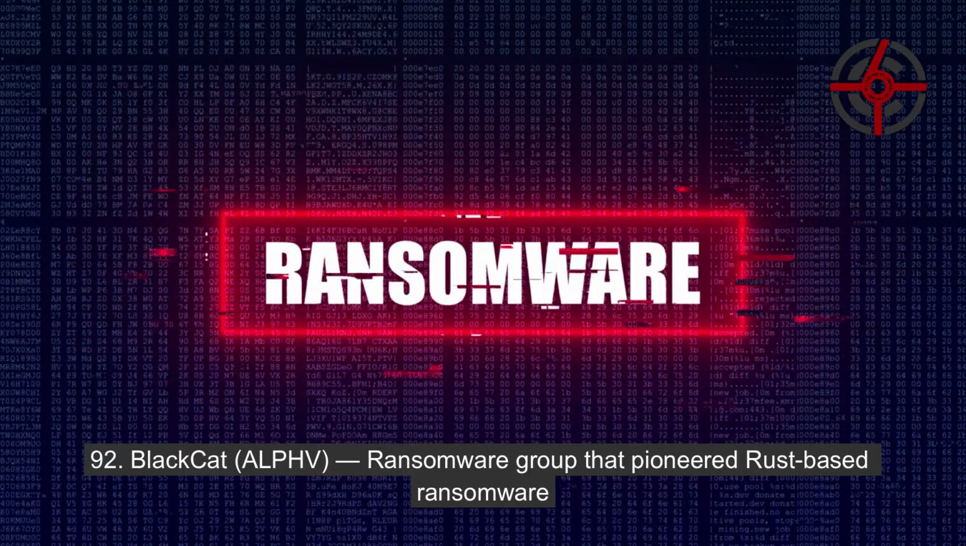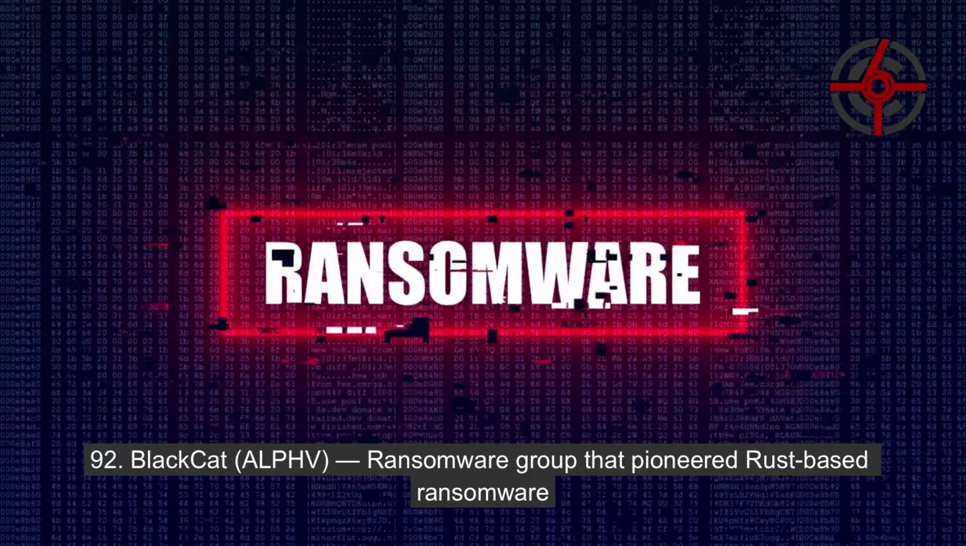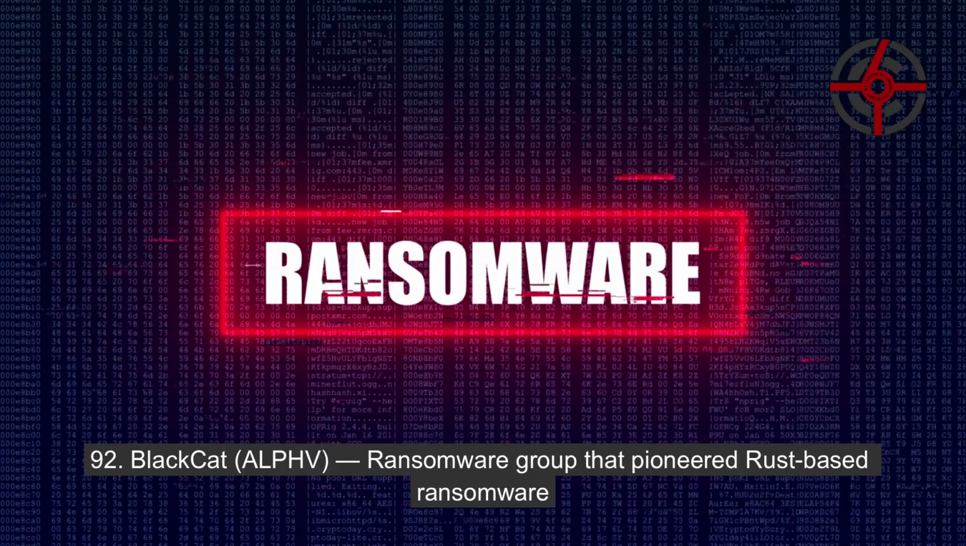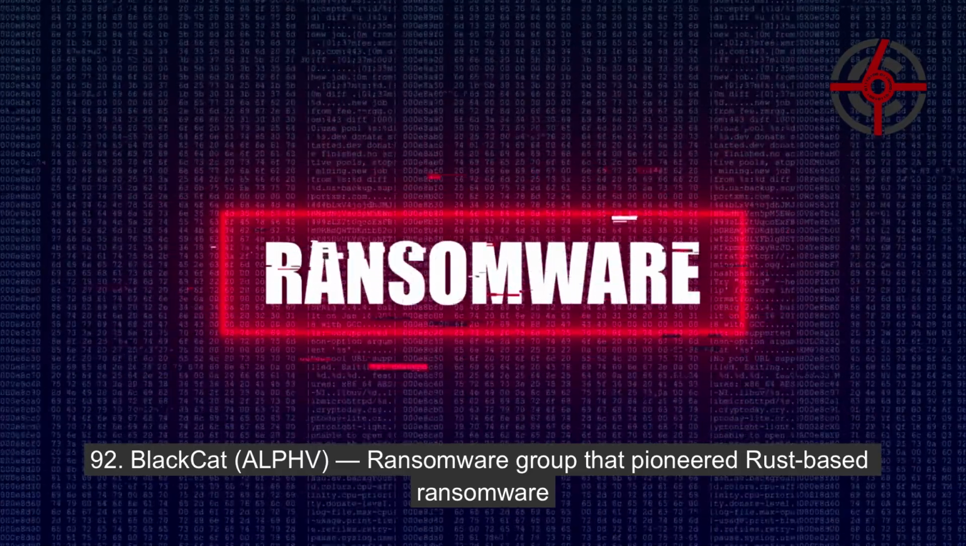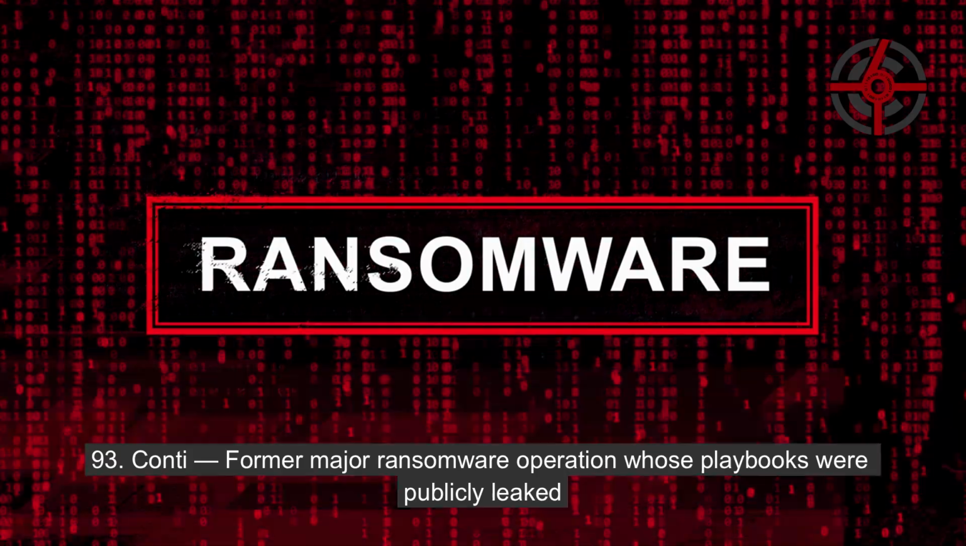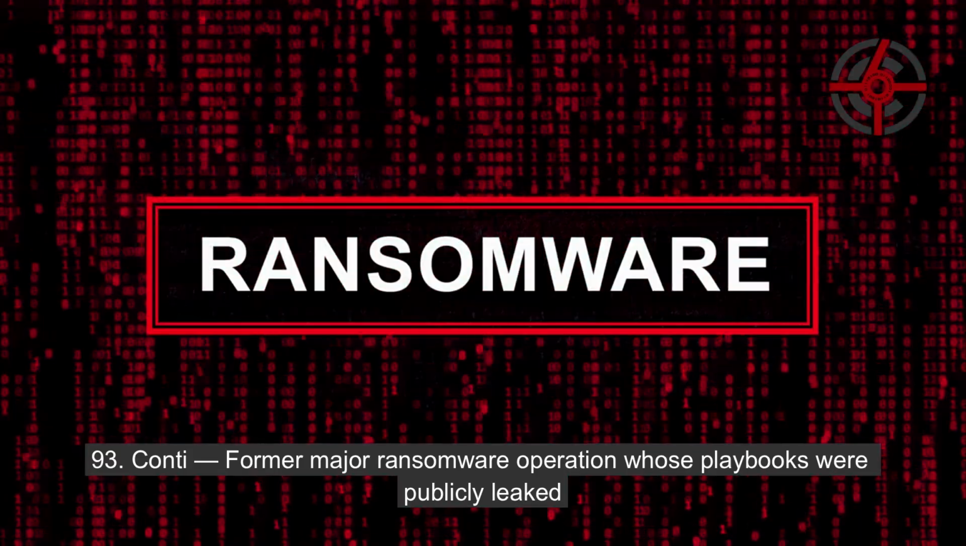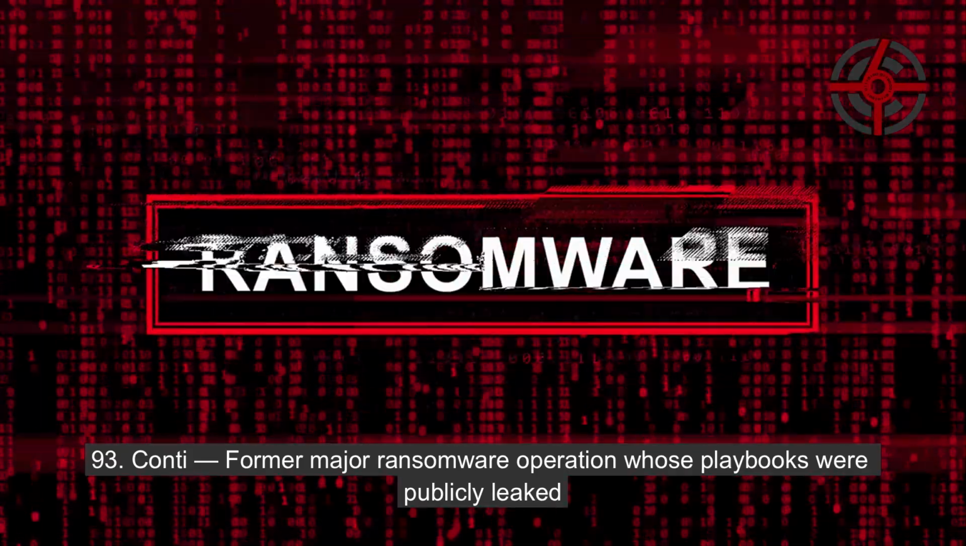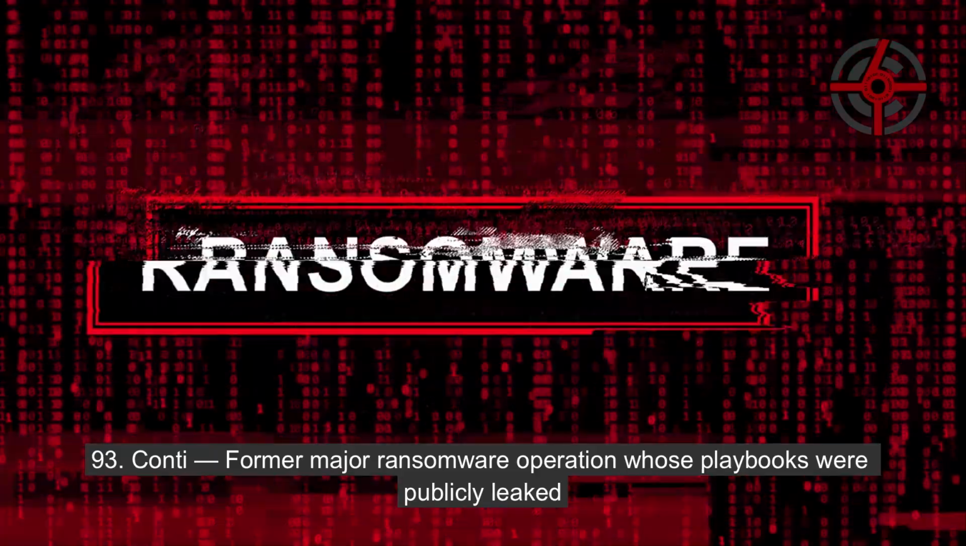92. Black Cat, ALPHV. Ransomware group that pioneered Rust-based ransomware. 93. Conti. Former major ransomware operation whose playbooks were publicly leaked.